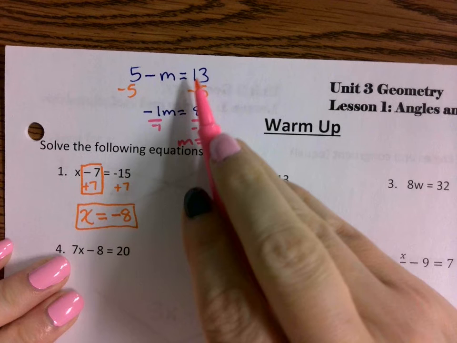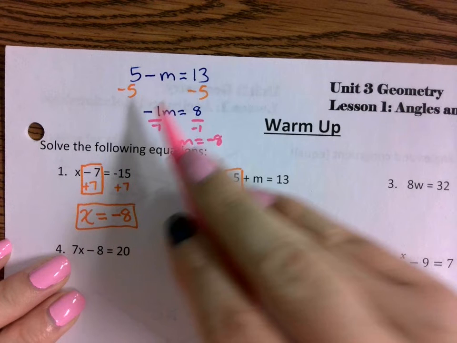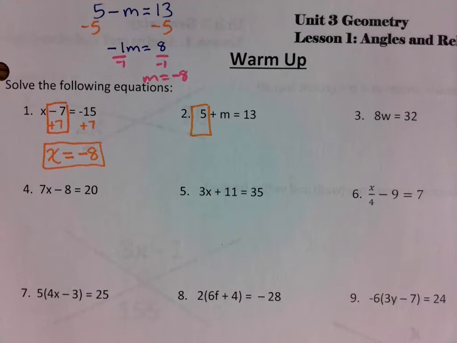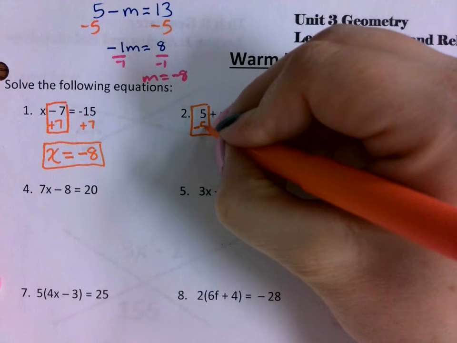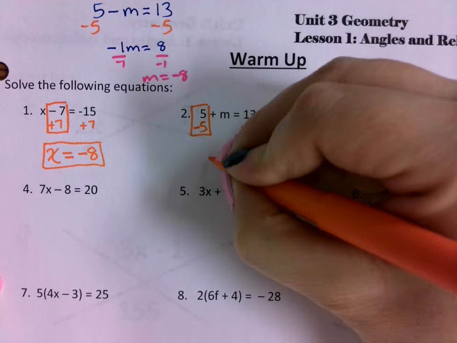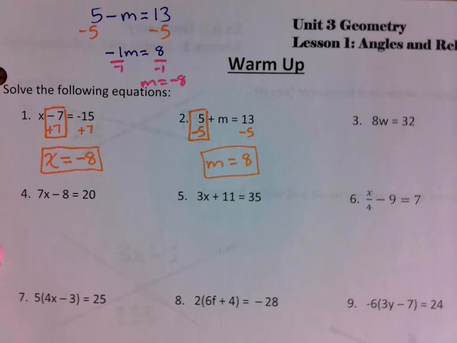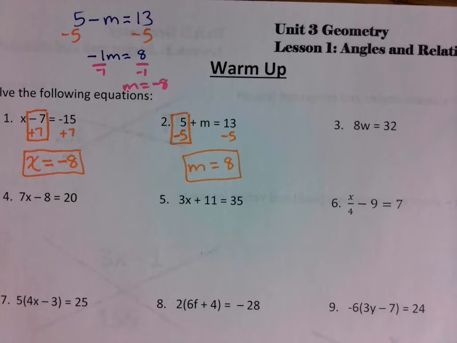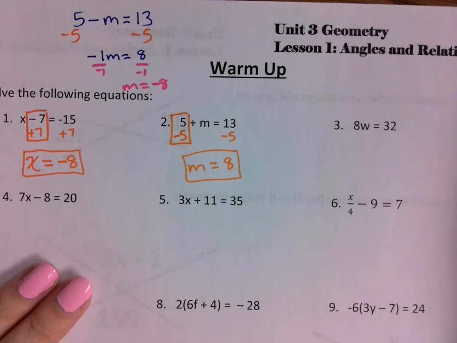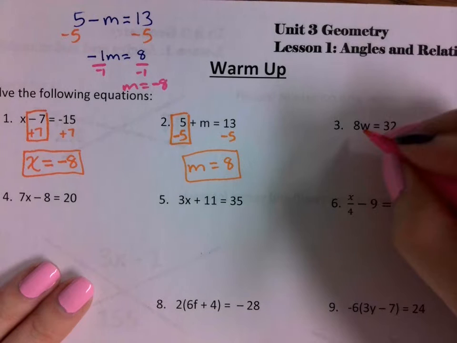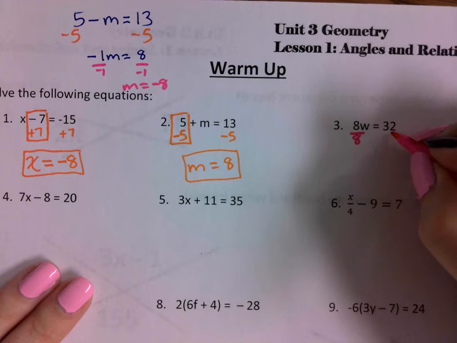All right, let's go back to this. So here we would subtract the 5 from both sides, and we would get m is equal to a positive 8. Problem number 3, you have 8 times w. When they're side by side, that means multiplication, so we would divide both sides by 8, and that would give us w is now equal to 4.